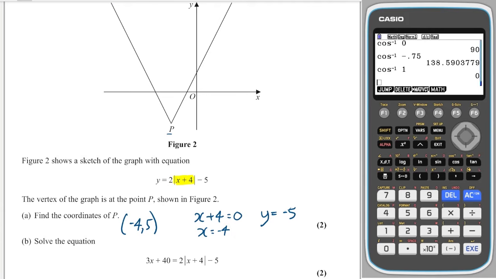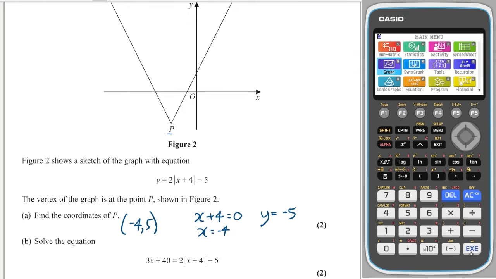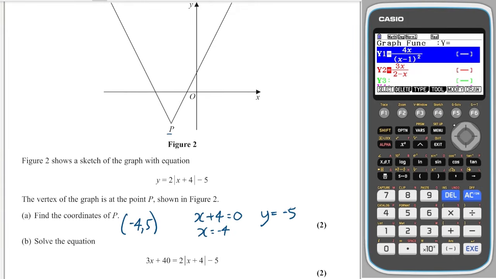Okay, next we've been asked to solve the equation 3x plus 40 is equal to 2 modulus of x plus 4, minus 5. Okay, first thing I would do with a modulus is I would sketch it, because if you've got this calculator you might as well use it. So the first one I would sketch would be 2, and then we would press the options button and go to numeric and absolute, and then we would have x plus 4, and then we would also have minus 5, and then over here we would have 3x plus 40. So sketch the two lines.